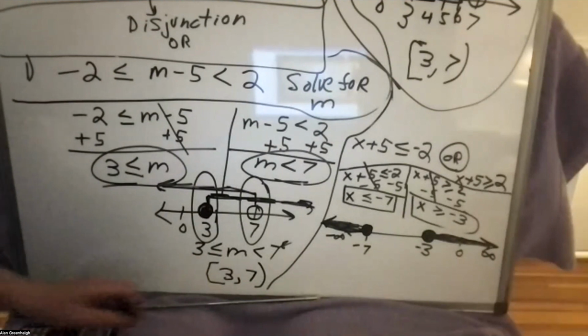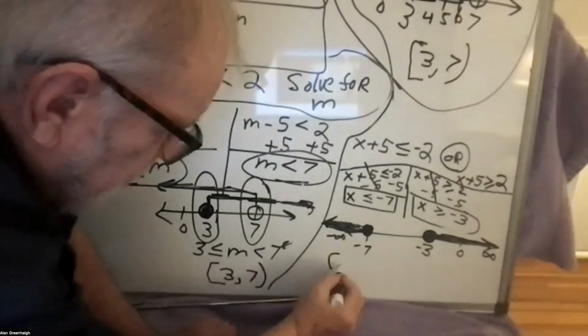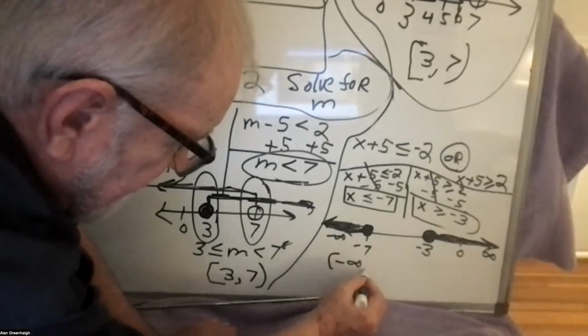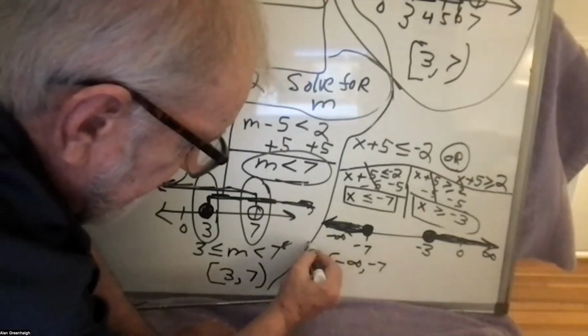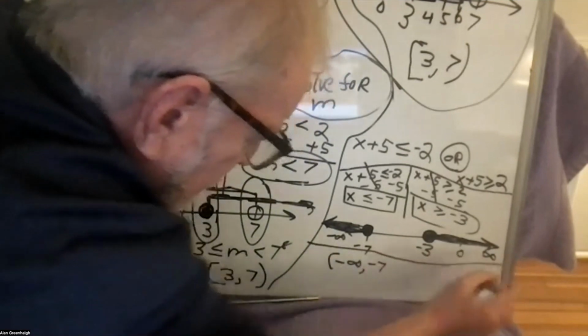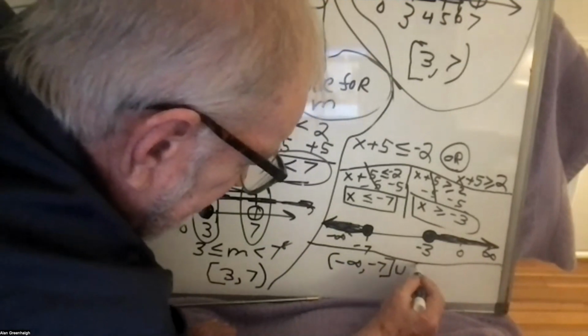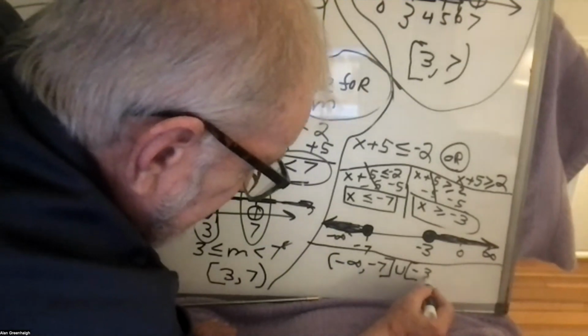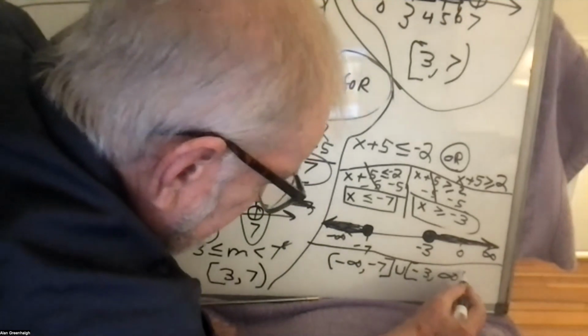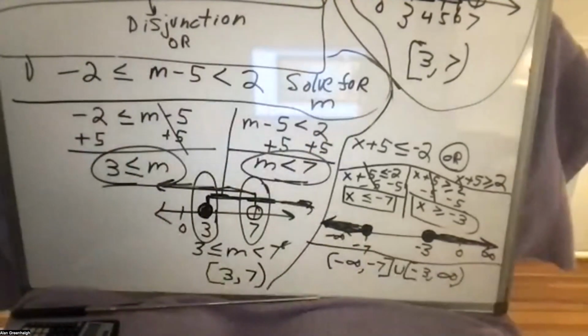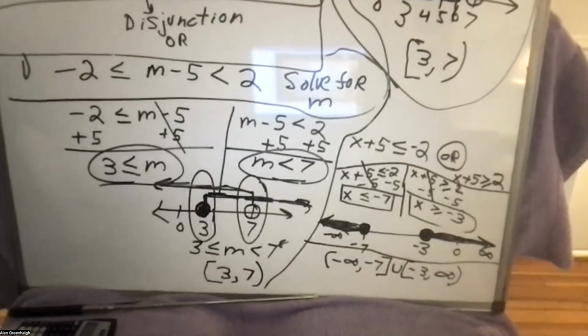And in interval notation, it will be negative infinity to -7, or -3 to infinity. That's the complete problem. Sort of squashed in, I apologize for that.